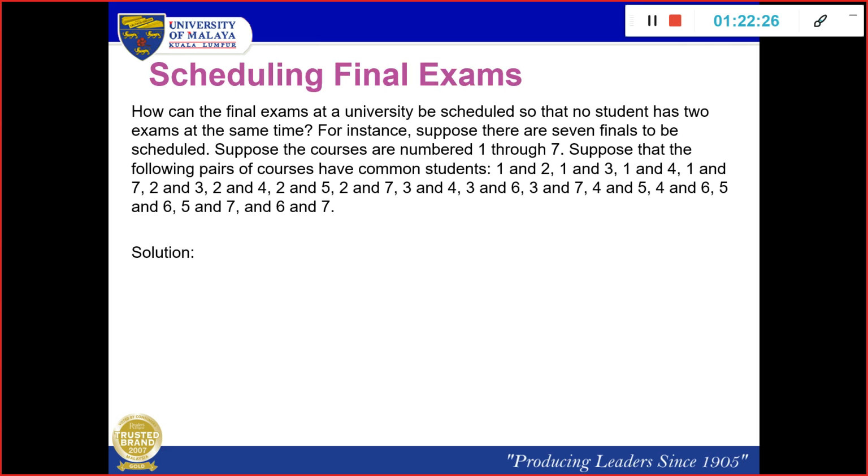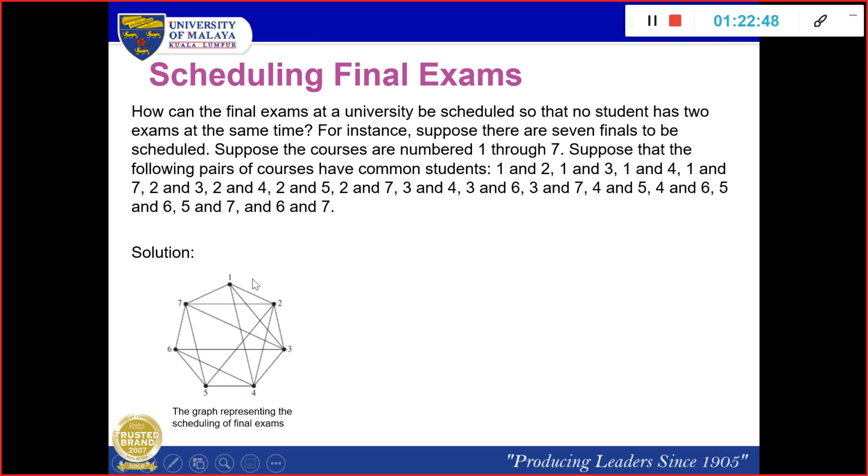So one of the examples: how can the final exam usually be scheduled so that no student has two exams at the same time? For instance, suppose there are 7 finals to be scheduled. Suppose that the courses are numbered 1 to 7. Suppose that the following pairs of courses have common students: 1 and 2, 1 and 3, 1 and 4, 1 and 7, 2 and 3, and so on, 6 and 7.